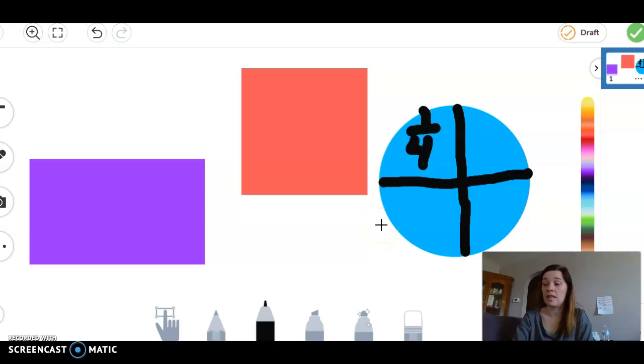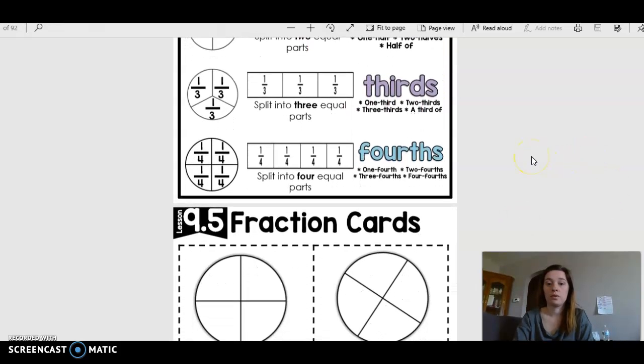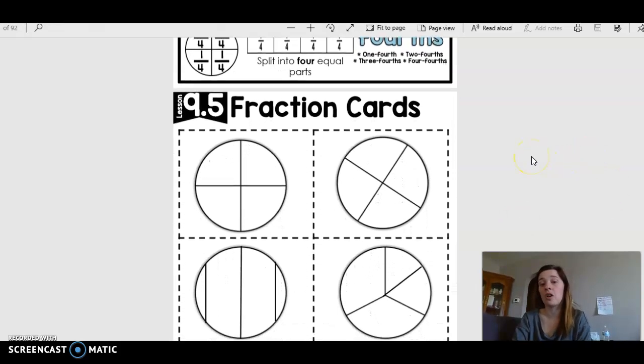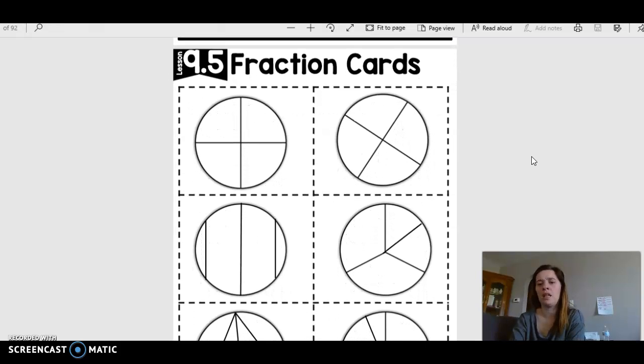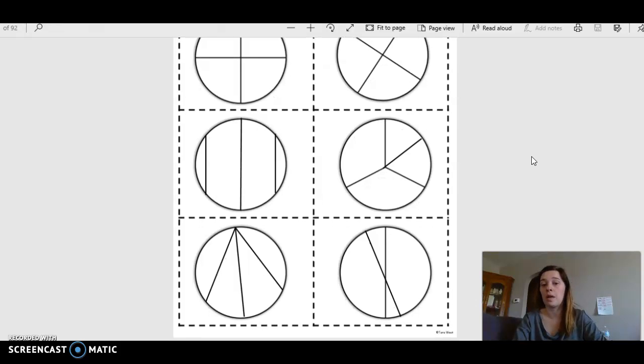On your worksheet today, we have some fraction cards that I'm not sure got sent home. So basically these fraction cards are just looking at them and deciding if they're in equal fourths or if they're unequal fourths. Okay, so you have to decide if they're equal parts or unequal parts with fourths.